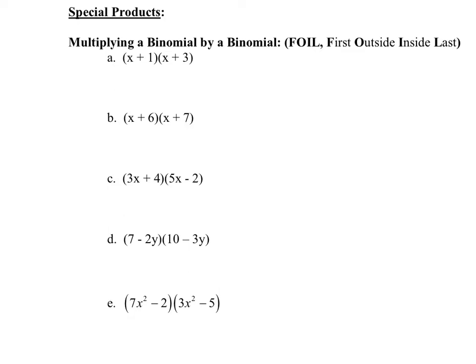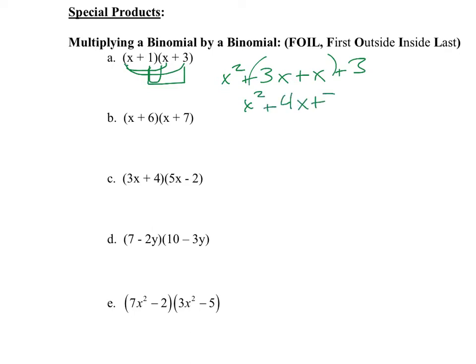All right, FOIL, right? First, outer, inner, and last. We now add the two middle terms together because they're like terms. So I have x squared plus 4x plus 3 as my final answer.